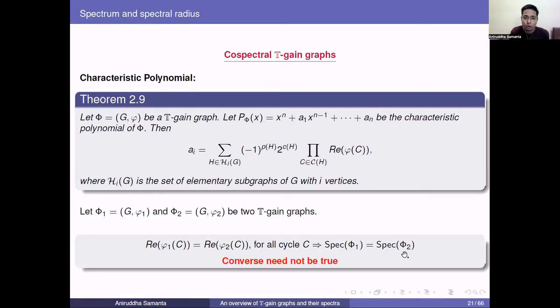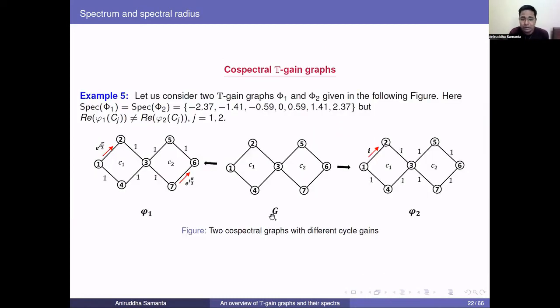Now, what about the converse? The converse need not be true. Here we have one example. We are taking G as our underlying graph, and phi 1 and phi 2 are two T-gain graphs. We can see phi 1 and phi 2 have the same spectrum. However, if we only look at this cycle C1, then for the T-gain graph phi 1, the gain of C1 is e to the power i pi by 3, and here the gain of C1 is i. So their real parts are different. The spectrum is the same, however their real parts are different.